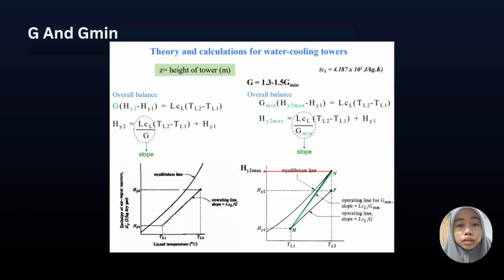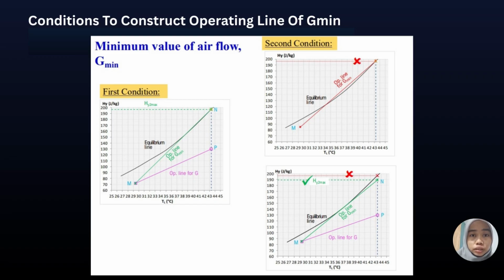As we can see in the graph, it combines 2 operating lines, where the first one has slope LCL over G and the second one has slope LCL over G min. The Hy2 max for G min would be at point N, but you have to remember that point N must intercept at TL2, but point N does not necessarily need to intercept at equilibrium. There are 2 conditions to construct the operating line of G min. The first condition is where point N shows the intercept at both line TL2 and equilibrium line. So the operating line for G min can be connected between point M and point N.